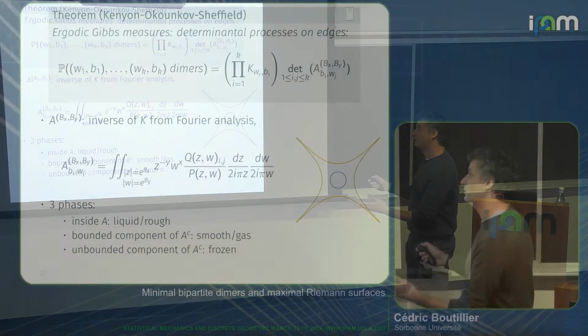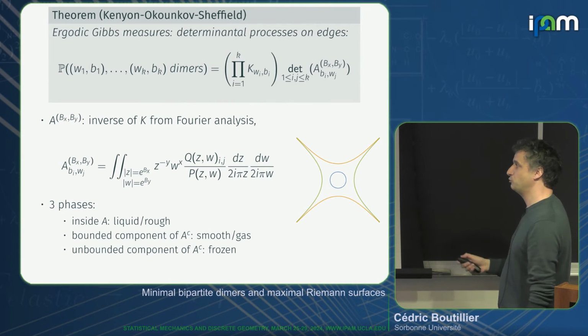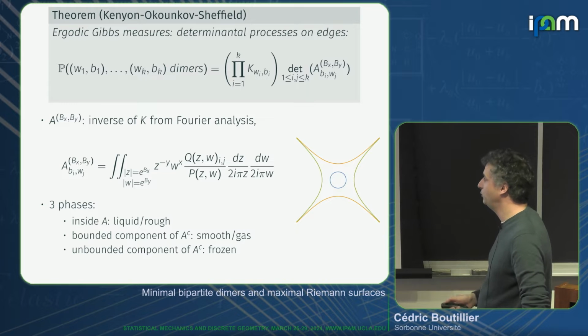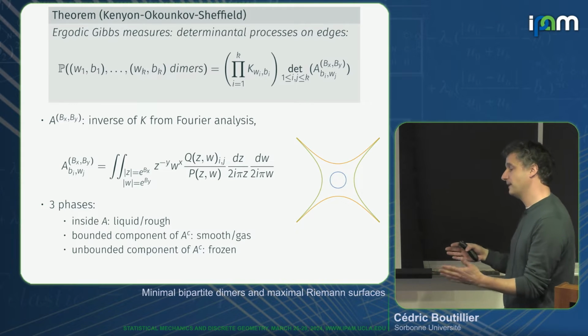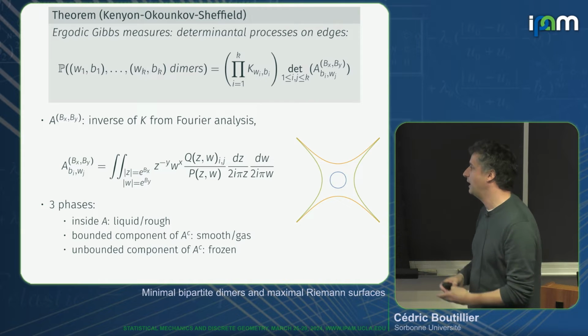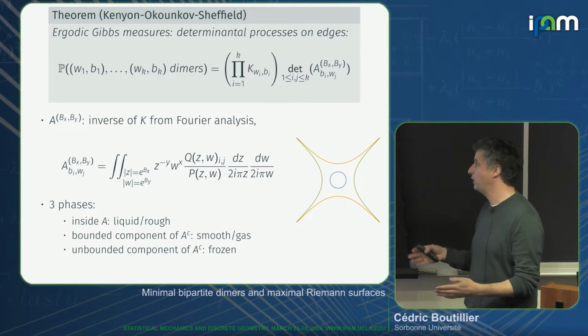So these spectral curves play a very important role in understanding the phases of the model, etc. And the algebraic curves which appear in the dimer model are very special. They are so-called Harnack curves.